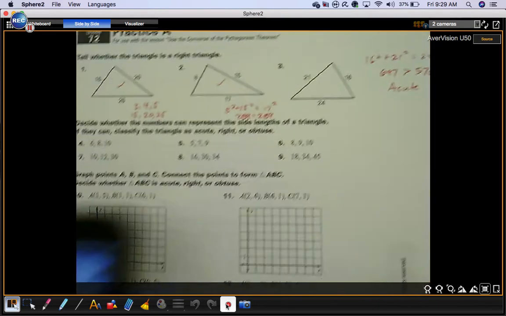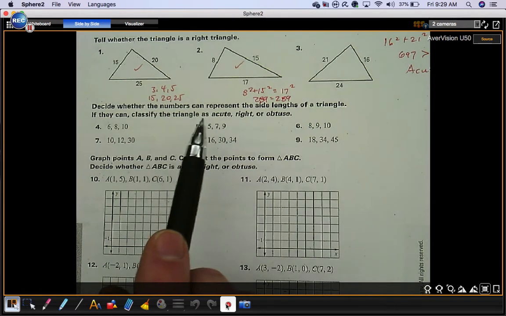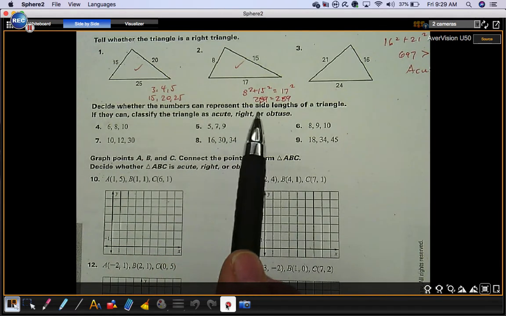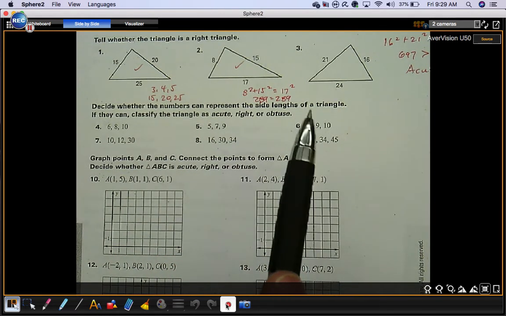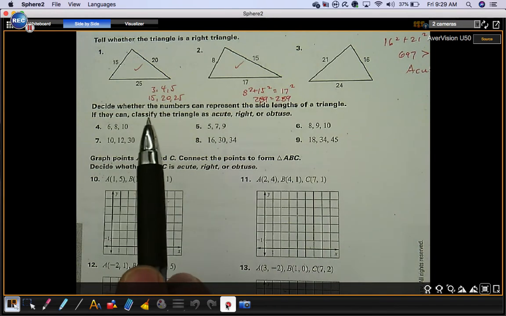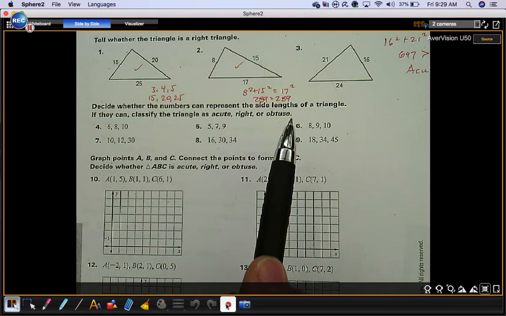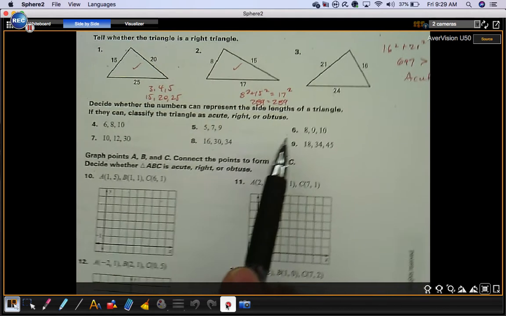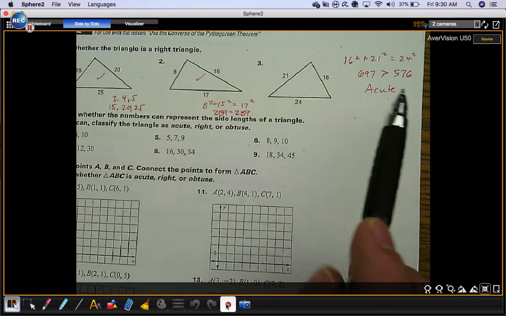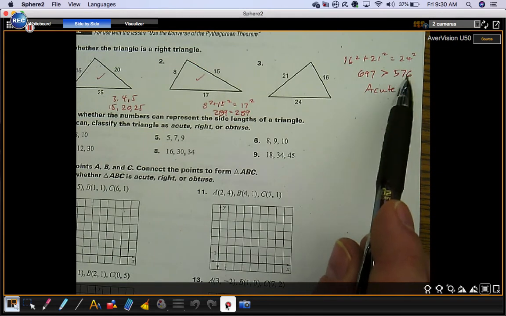And that's what they ask you to do in this bottom section. Determine whether numbers can represent the lengths of the sides of a triangle. That's step one. Step two is, if they do make a triangle, classify the triangle: acute, right, or obtuse. So you know what right triangles look like. You know what acute triangles look like. Obviously, obtuse triangles would be if this number is bigger than this number.